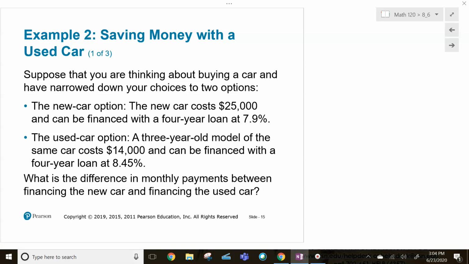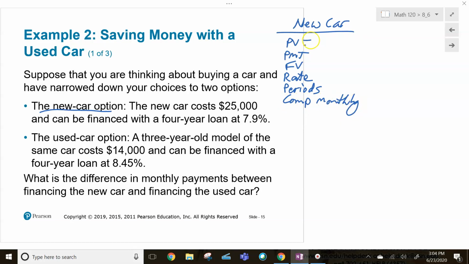So let's look at this situation here. Another example, mathematics. Suppose you're thinking about buying a car and narrow down two choices. So do you want to buy a new car? Here's your new car option. $25,000. It can be financed with a 4-year loan at 7.9%. So let's do the new car. Okay, we're going to finance.